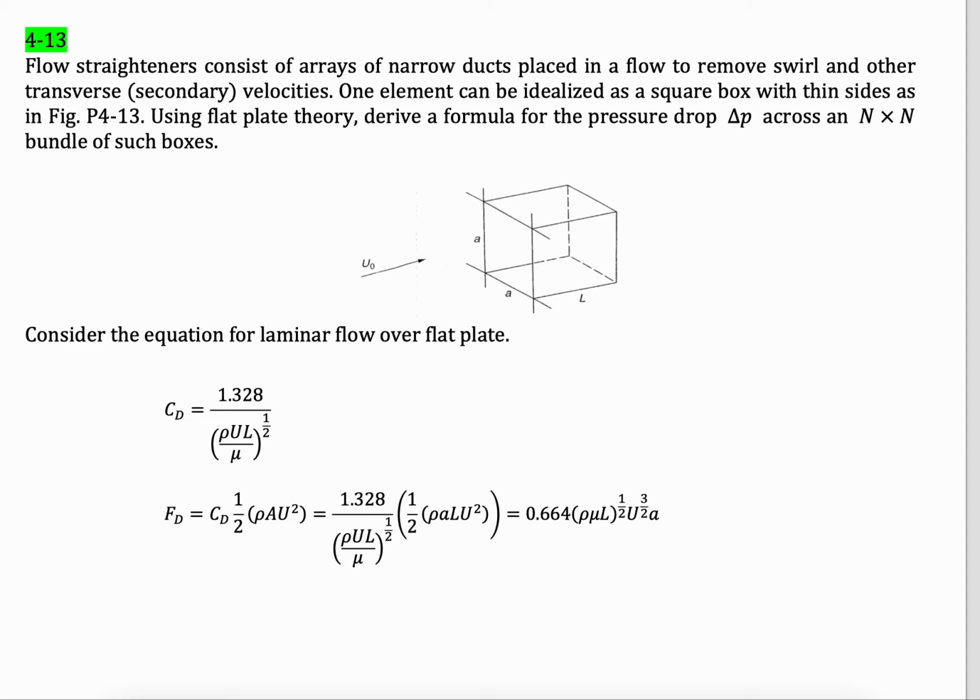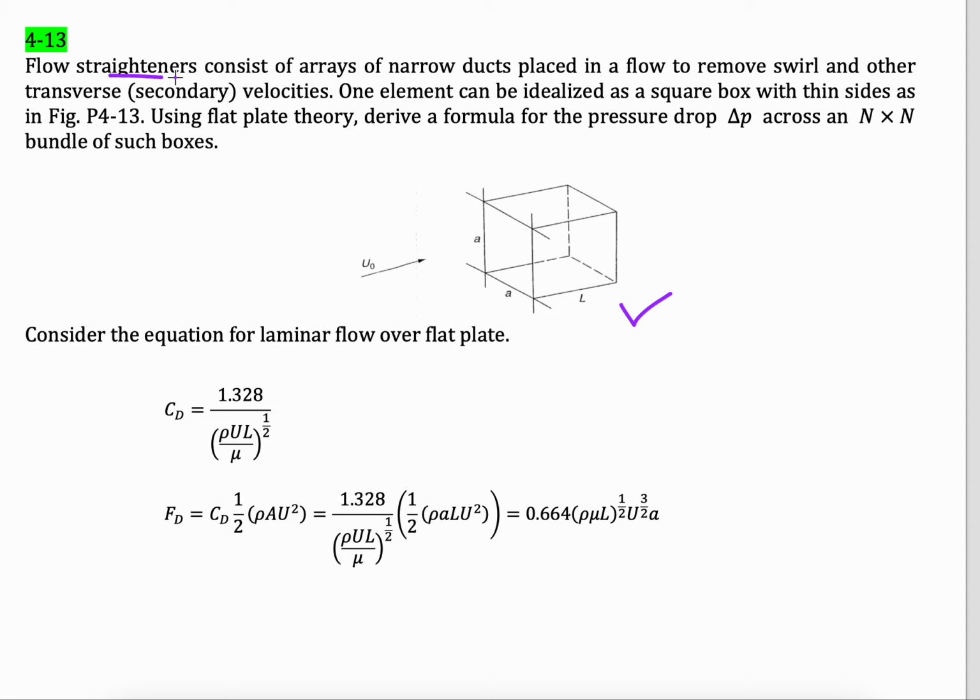So this is question 4.13. We have a flow straightener consisting of an array of narrow ducts placed in a flow to remove swirl and other transverse secondary velocity. One element can be idealized as a square box with thin sides, as in Figure 4.13. Using flat plate theory, derive a formula for the pressure drop delta P across an n times n bundle of such boxes. So, the flow straightener here.